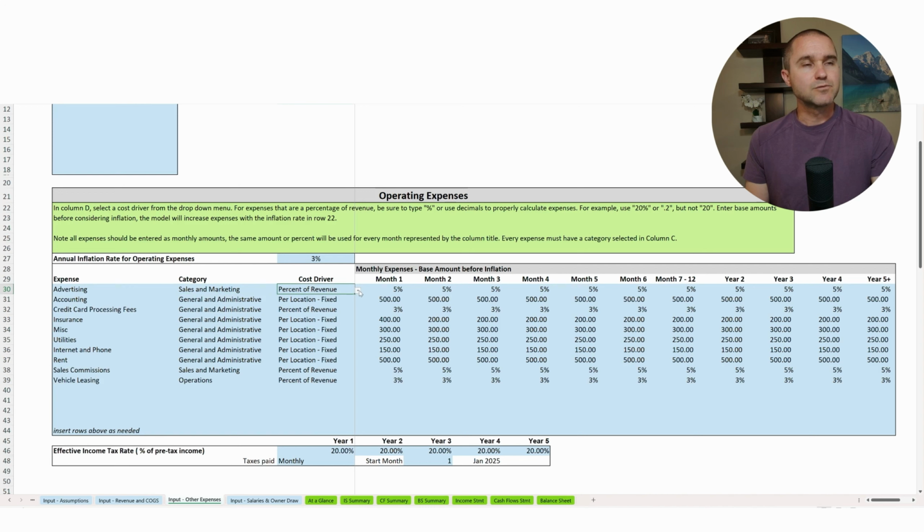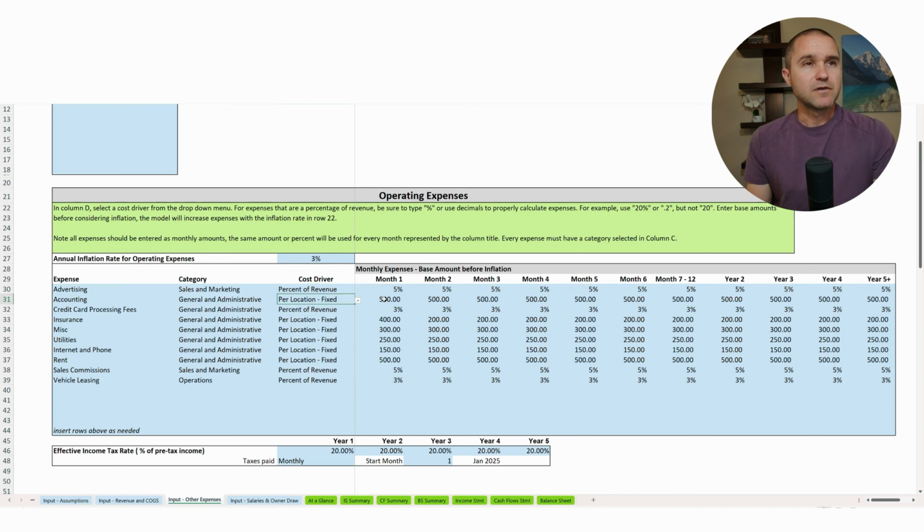And then this is pretty useful here. So this cost driver allows you to make the expense a percentage of revenue, a per location fixed cost, or a corporate fixed cost. So let's start with percentage of revenue. Let's say we want to spend 5% of our revenue on advertising. And so that's just going to scale as the business grows. We're going to spend more on advertising because we have more staff to fill with work, right? And so we can set that, and that will just automatically grow.